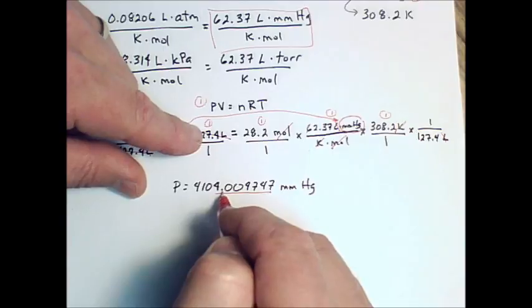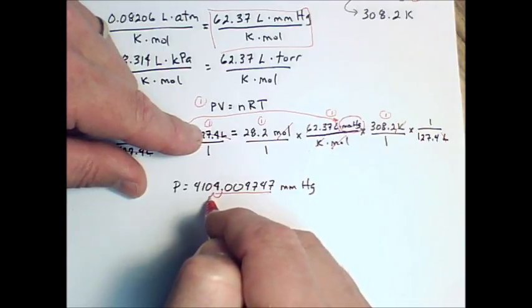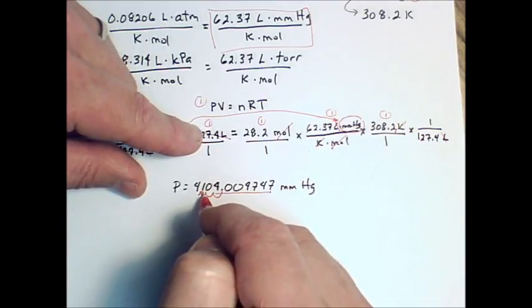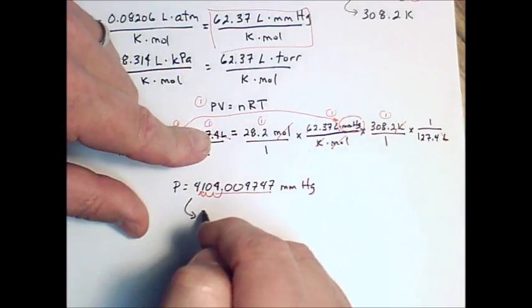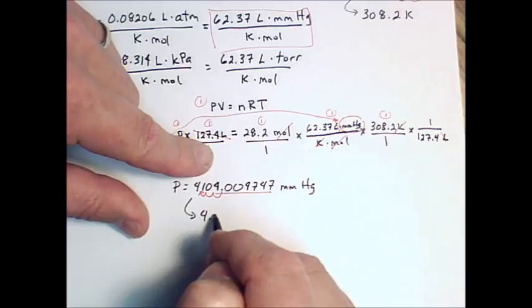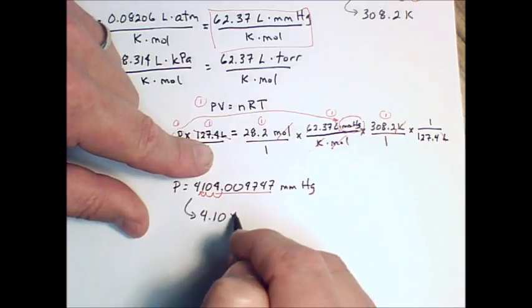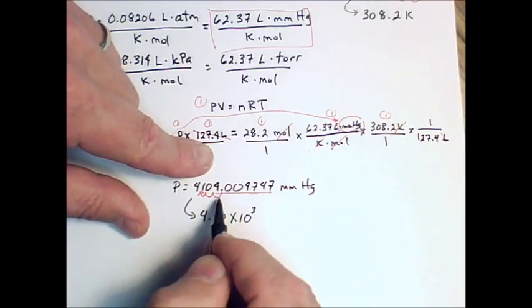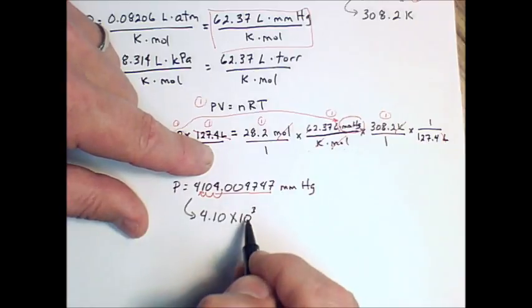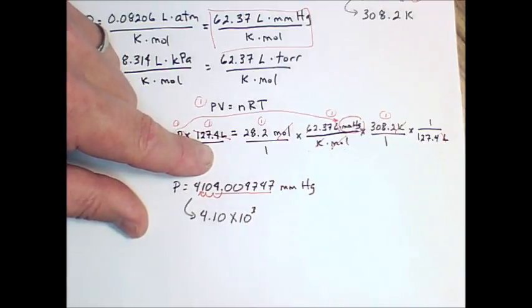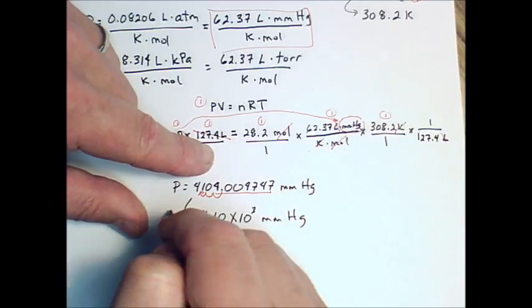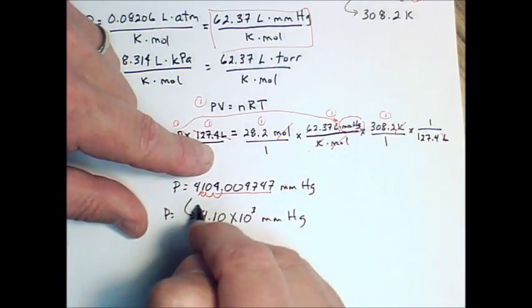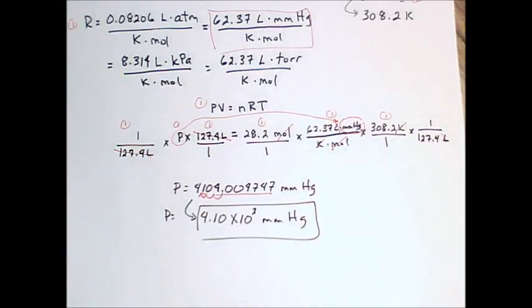So what we're going to do is move the decimal place 1, 2, 3 places. And so when we round this off to 3 digits, we get 4.10 times 10 to the third. If I move the decimal place 3 places to the left, it's times 10 to the third power. And that's millimeters of mercury. And so that's our final pressure using millimeters of mercury.